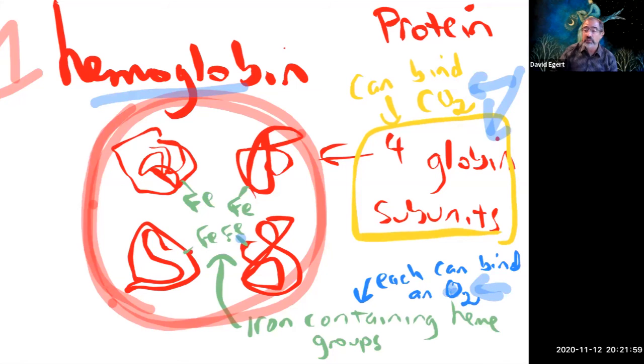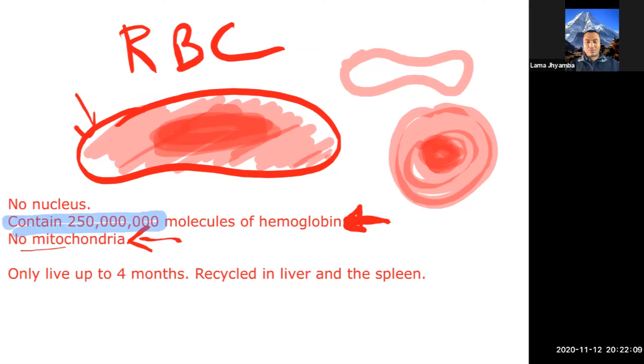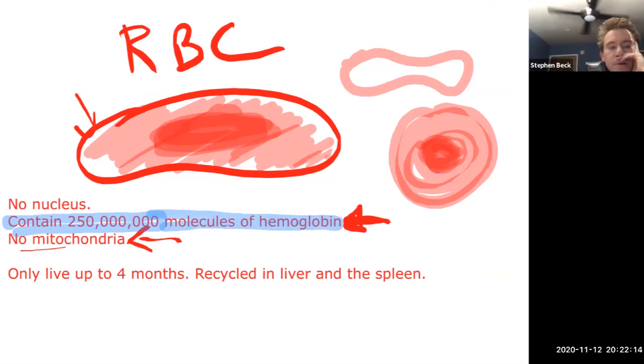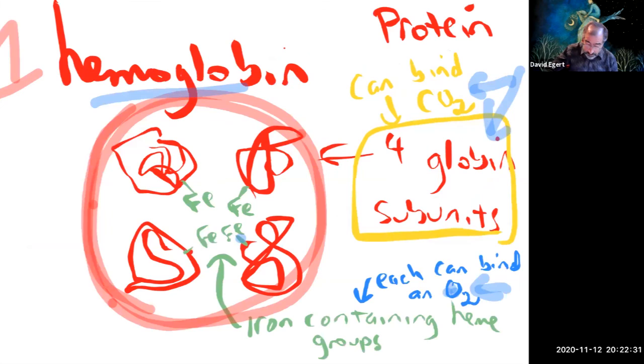So how much oxygen can you put in one red blood cell? 250 million molecules of hemoglobin. That would be a billion molecules of oxygen in one red blood cell, which is kind of crazy. The carbon dioxide is also bound there.